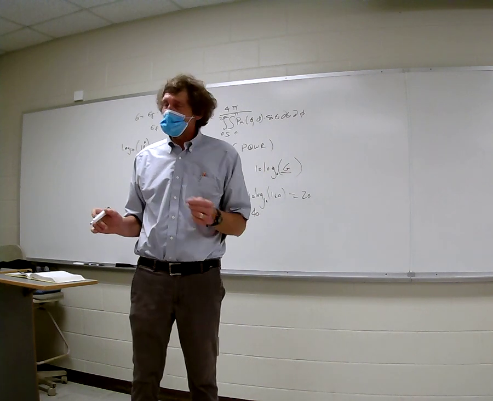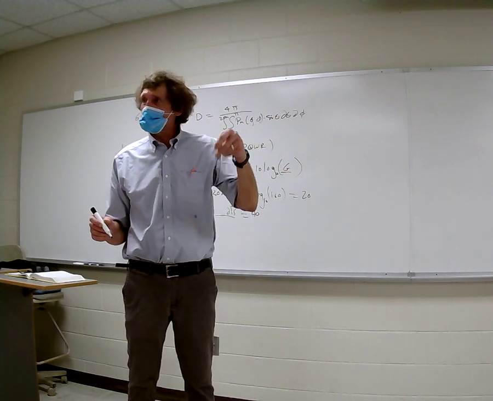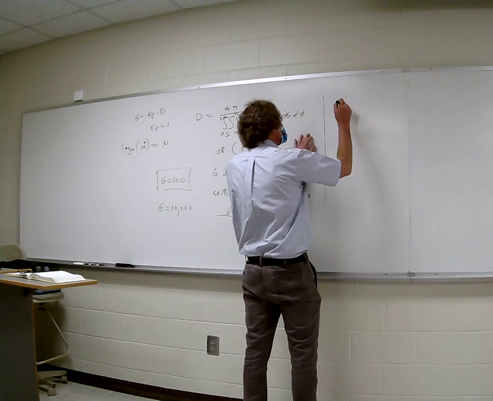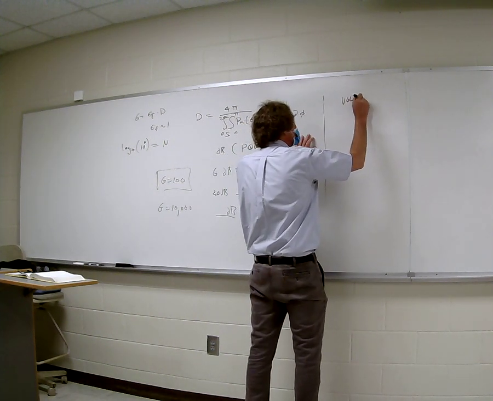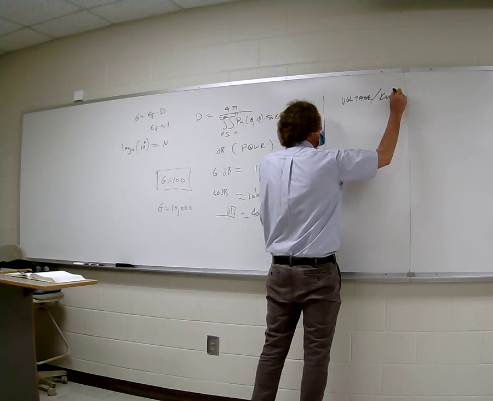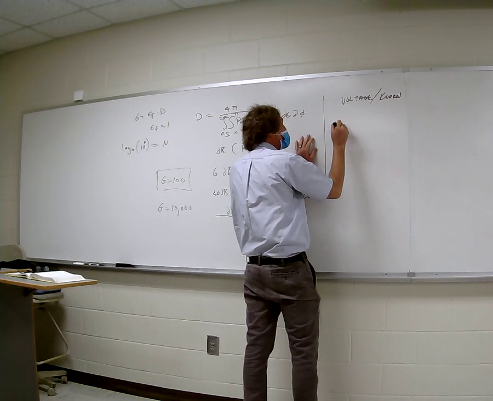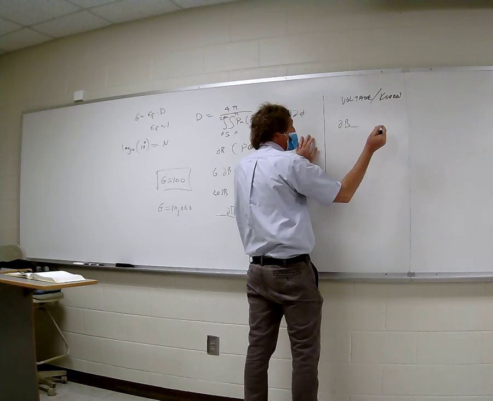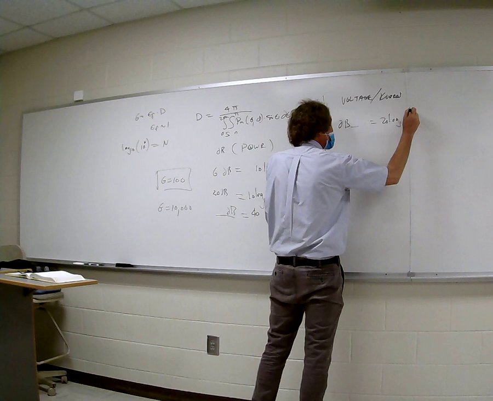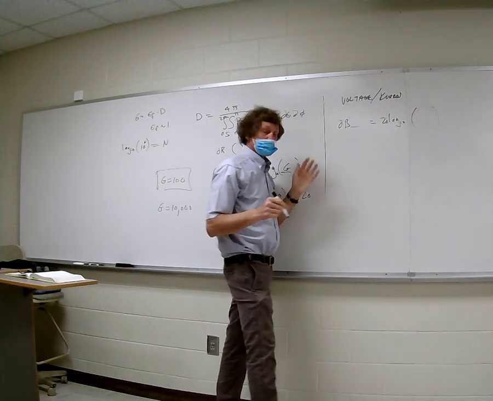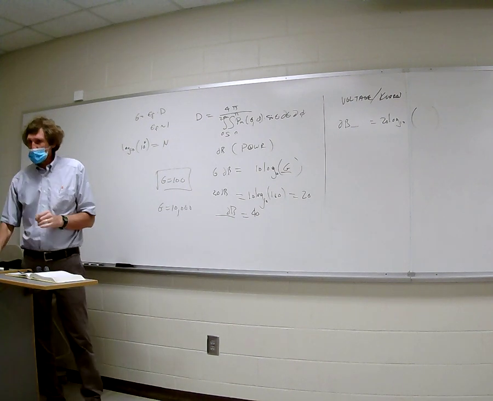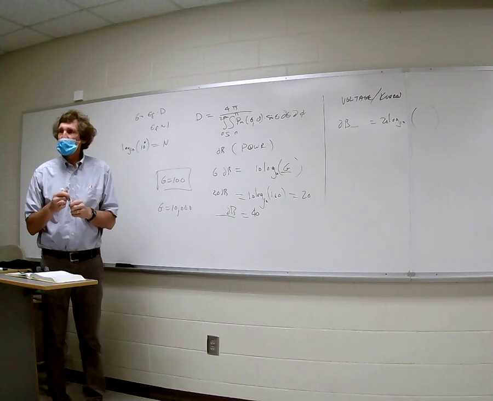Now, I've got to tell you one other thing about gain. If it's volts or current, then it's 20. So if you talk about a voltage or current, then dB of whatever is equal to 20 times the log base 10 of whatever. I think we all know that, but I'm just making sure. Some of you may be bored. Hang with me, all right?